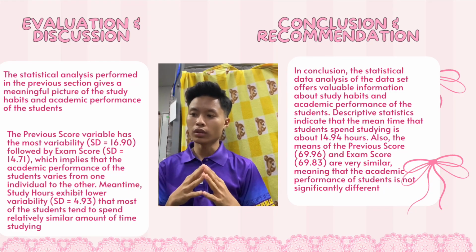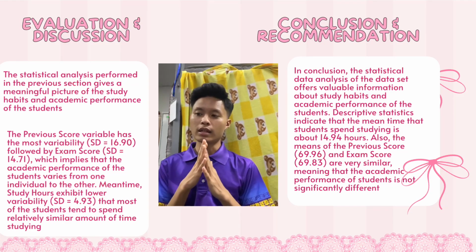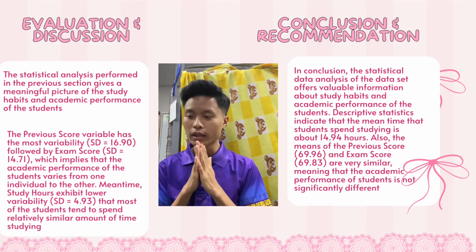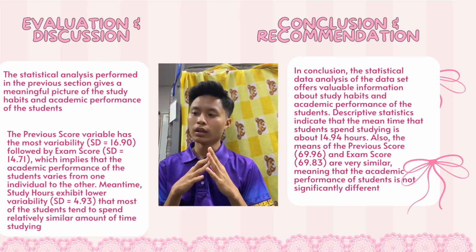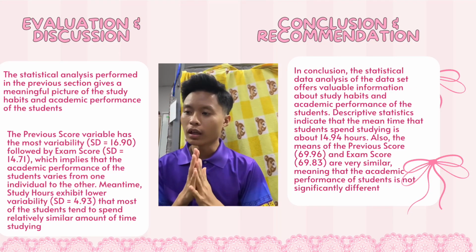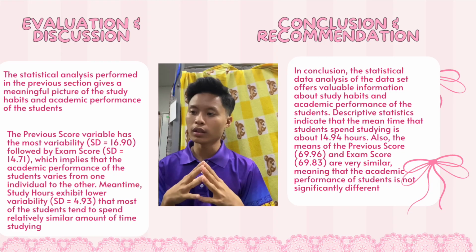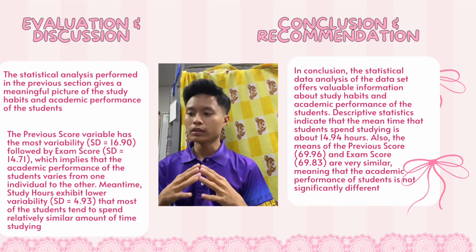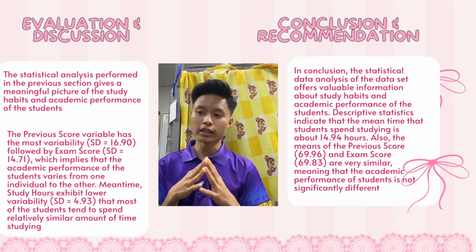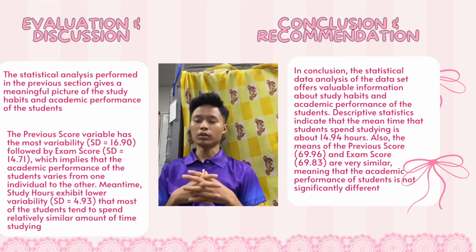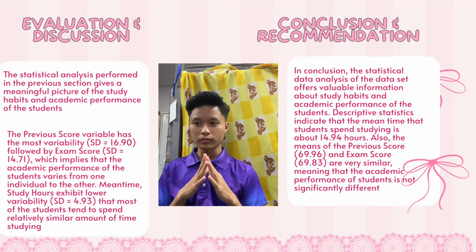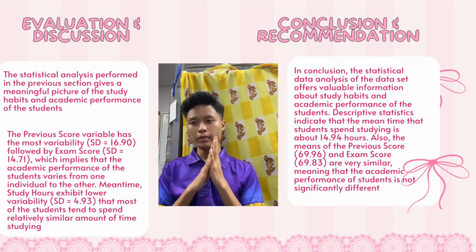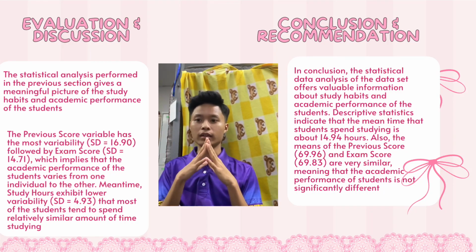For example, the previous score variable has the most variability, with a standard deviation of 16.90, followed by exam score with a standard deviation of 14.71, which implies that the academic performance of students varies from one individual to another. Meanwhile, study hours exhibit lower variability, with a standard deviation of 4.93, meaning most students tend to spend a relatively similar amount of time studying.